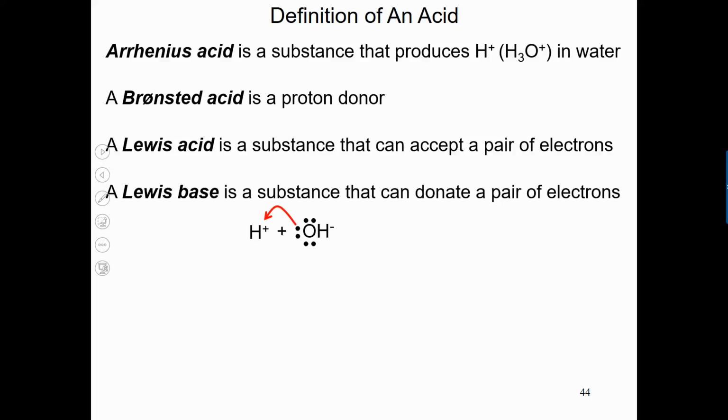But here we can see that with these substances, okay, the Lewis acid is a substance that accepts the electrons. So here the H plus is accepting the electrons, so we define it as the acid, whereas the OH minus is donating the electrons, so we define it as the base as far as the Lewis acid base goes.